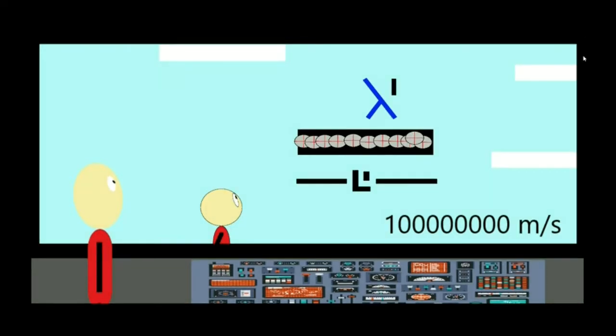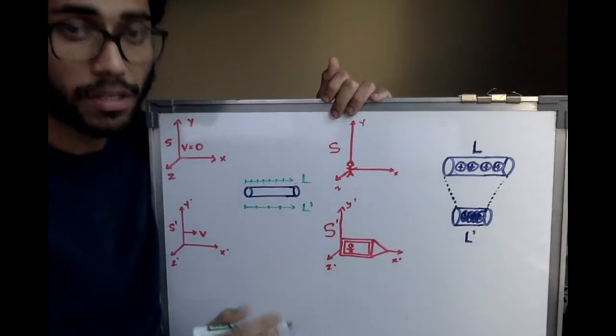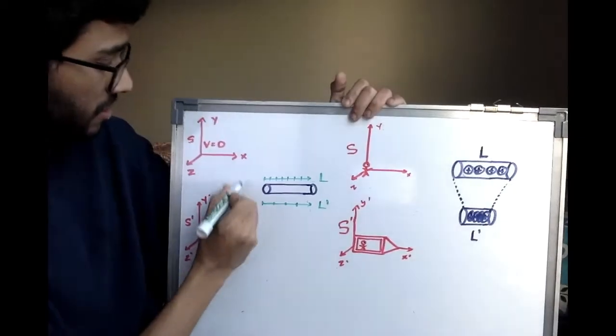Well, why does the linear charge density change? That's because Einstein's postulate says that the amount of charge inside this rod is the same for both Ted and John, but the length changes. And that's why the linear charge density also changes, which is nothing but the charge per unit length.